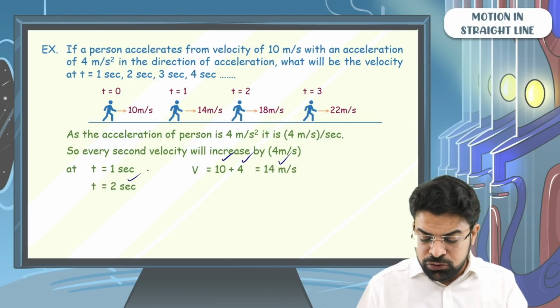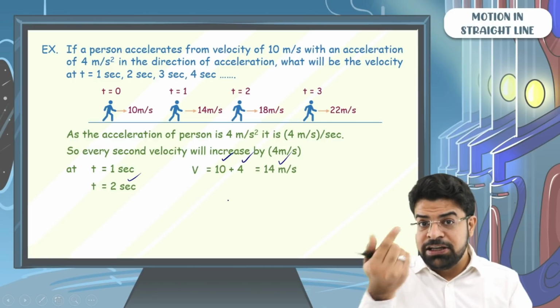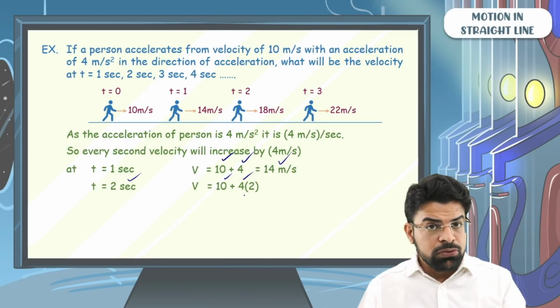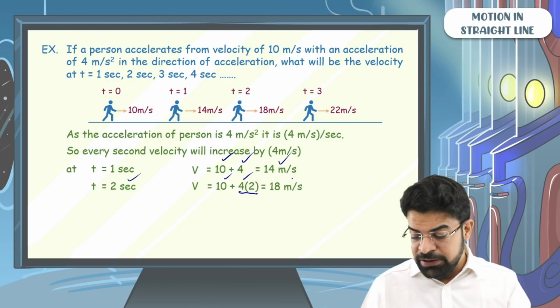At time equals 2 seconds, the velocity will increase by 8. So the final velocity will be 10 plus 4 into 2. In 1 second it increases by 4, in 2 seconds it increases by 8. So that will be 18 meter per second.